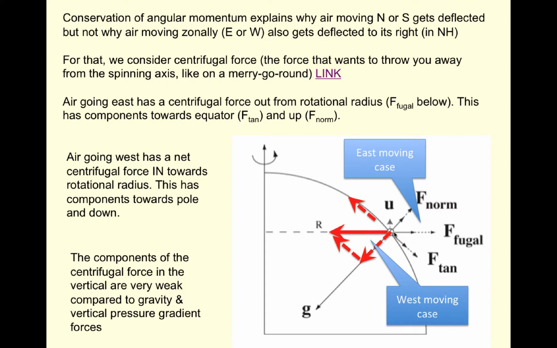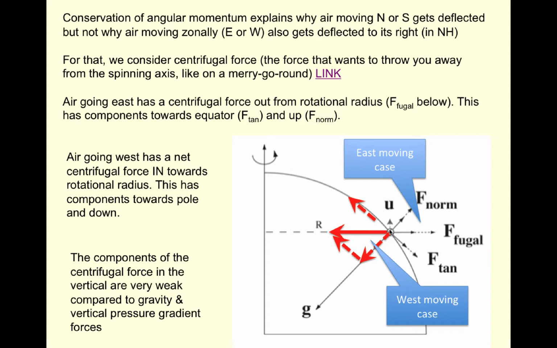Now, as shown in this graph, there are vertical components to the centrifugal force trying to throw objects that are moving west to east up into the air and objects that are moving east to west down into the earth. However, those forces are quite weak in comparison to the dominant forces in the vertical, which are the vertical pressure gradient. There's a strong change in pressure as you go up in the atmosphere.